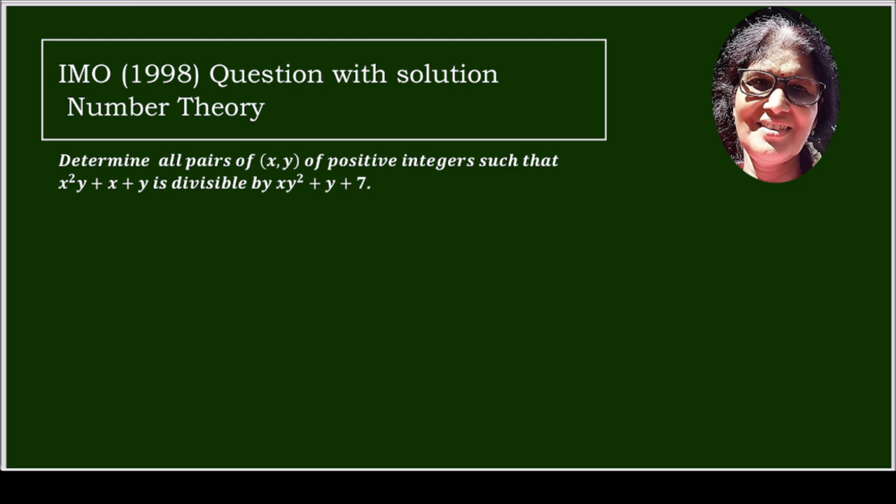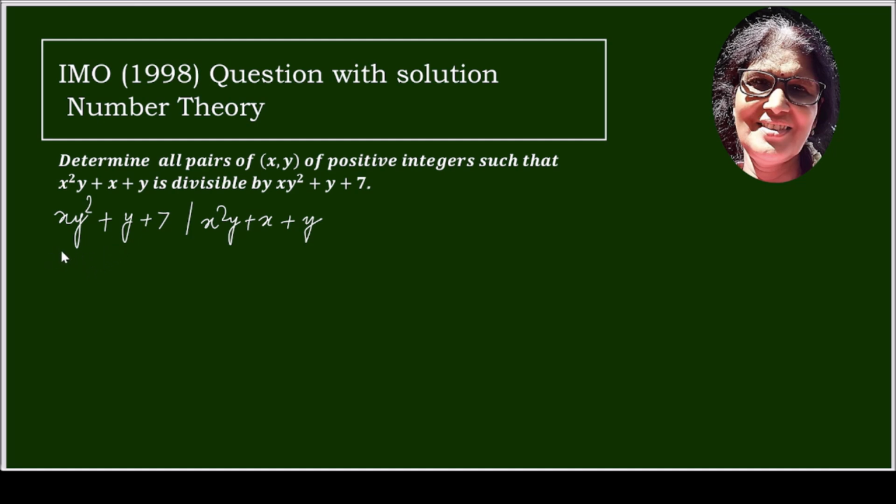So this is an IMO question based on number theory. Let's see how we can solve it. Determine all the pairs x, y of positive integers such that x square y plus x plus y is divisible by x y square plus y plus 7. That means x y square plus y plus 7 divides x square y plus x plus y.